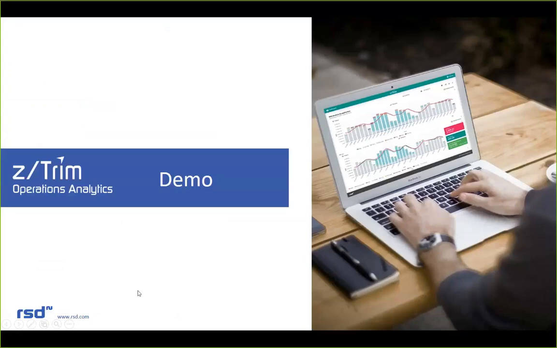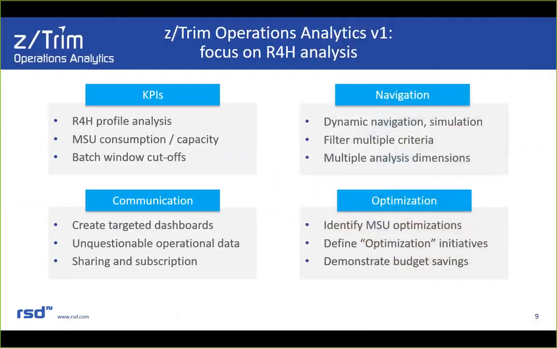Thanks, Mark. Compelling demo. And as we conclude the webinar, let's summarize a few important points. As Mark demonstrated, ZTrim Operations Analytics uses well-known KPIs for metrics associated reporting, the rolling 4-hour peak and average. This is a strategic product decision by RSD to provide these types of important and useful metrics. ZTrim provides reporting on various aspects of resource consumption, and you can interact actively with the data.